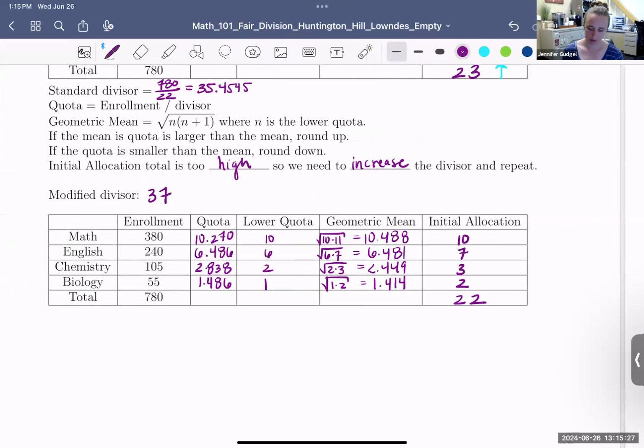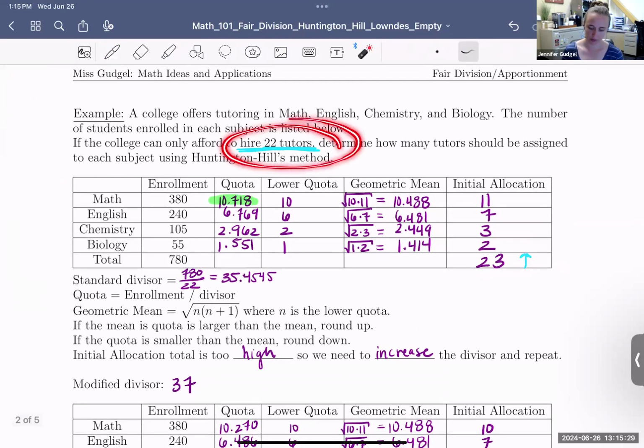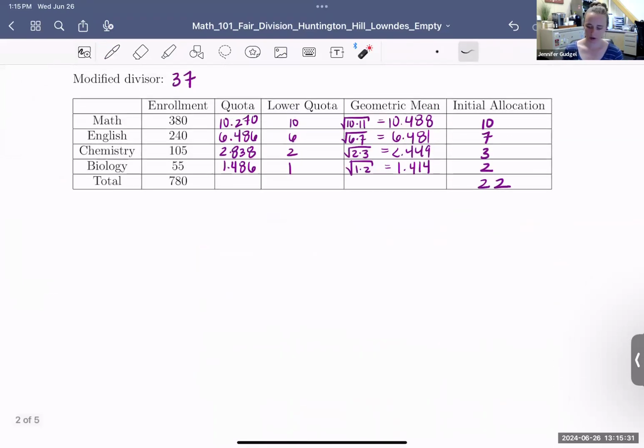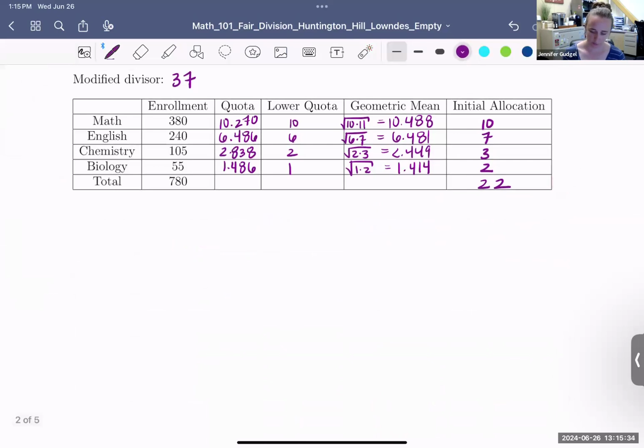Was that our magic number? Was that the correct number of tutors? It was indeed. So we are now done. This is actually our final allocation because it's the proper amount here.